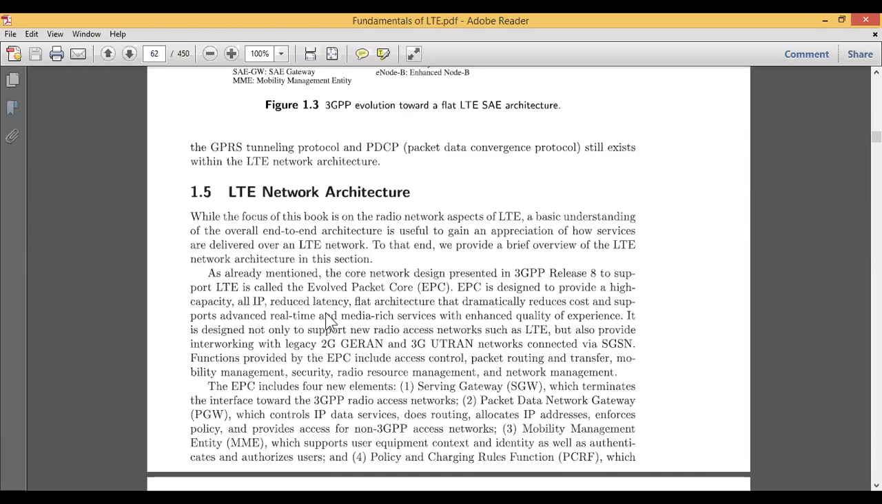Now you can look at the differences between 3G and 4G. The quality we used to achieve in 3G is far more degraded, or you can say the 4G quality is far better compared with 3G technology, right? So if you want real-time applications, we will switch to 4G rather than 3G. It is designed not only to support the radio access network such as LTE, but is also used for internetworking with legacy 2G GERAN and 3G UTRAN networks which are connected via SGSN. We'll see these two in our future classes.